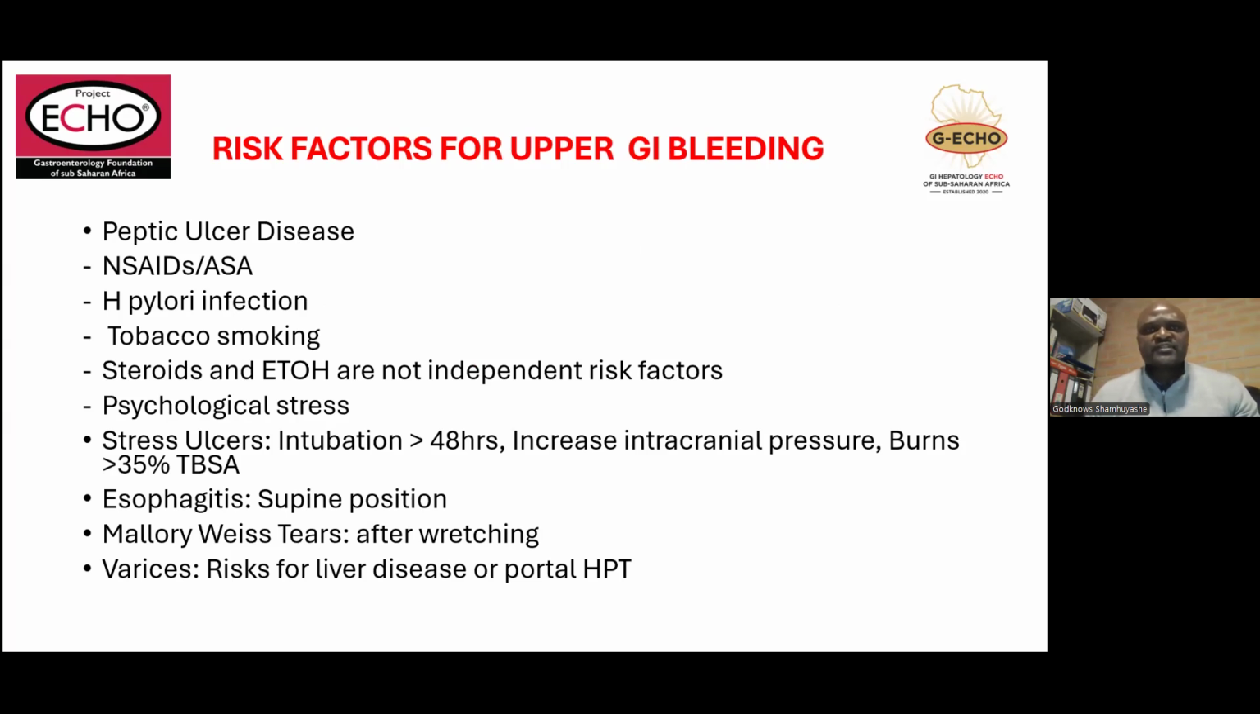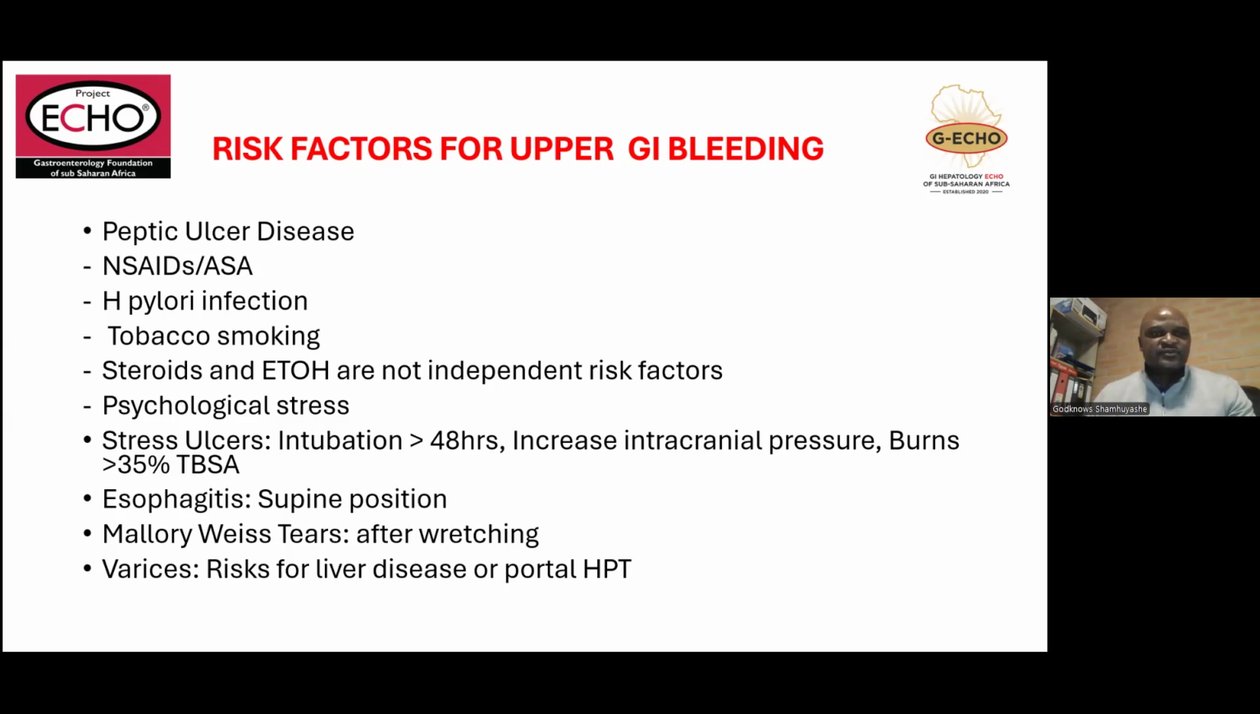So there are certain risk factors which these patients might have, like those who have peptic ulcer disease, a history of NSAID use, or those who have been taking aspirin, and also patients with H. pylori infection, and those who smoke tobacco and are using steroids. They have a high risk of developing peptic ulcers. Some patients can develop stress ulcers, especially those being managed in critical care ICUs, those who have been intubated for more than 48 hours, and also patients who have severe burns.